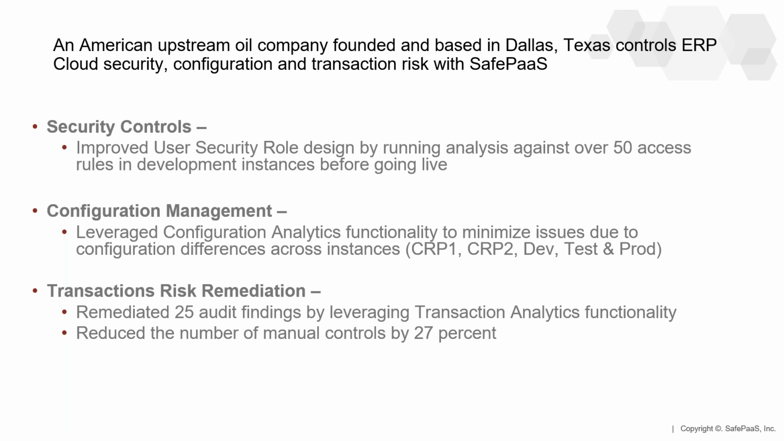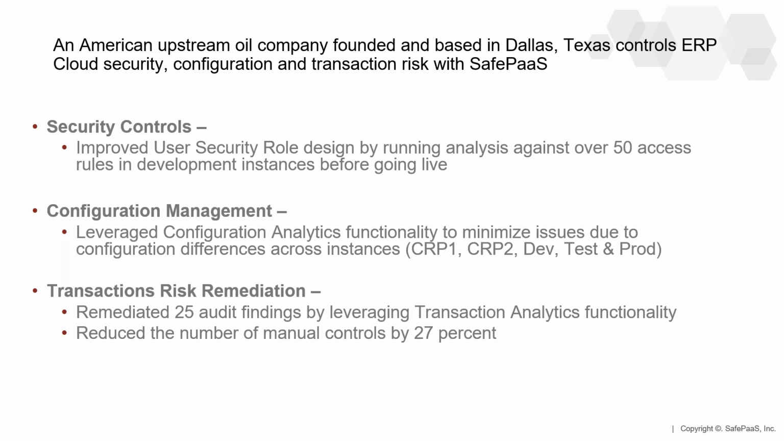So we were able to check that configuration differences across that whole CRP model, and then be able to look at the transactions to identify materialized risk, and also reduce the number of manual controls, which is a great way to move to the cloud with more automated controls.